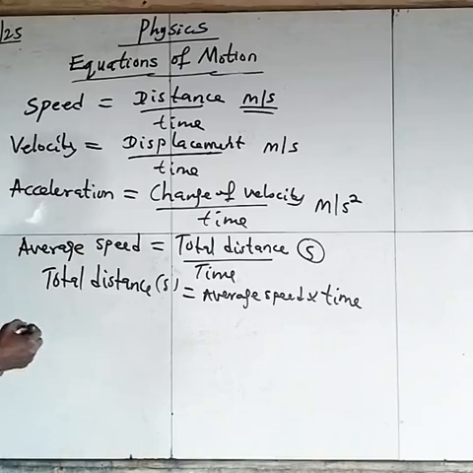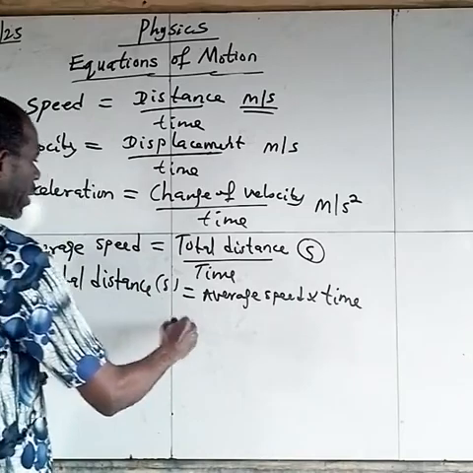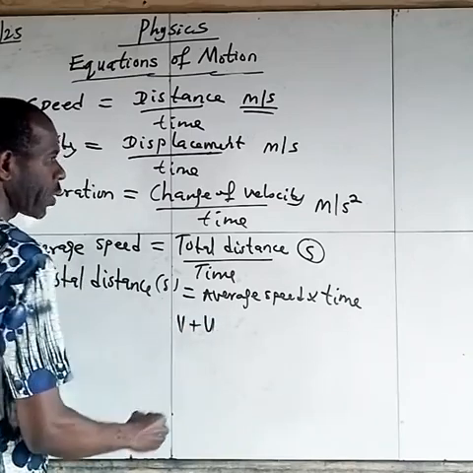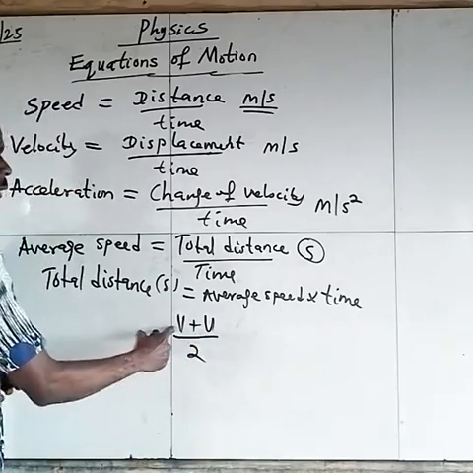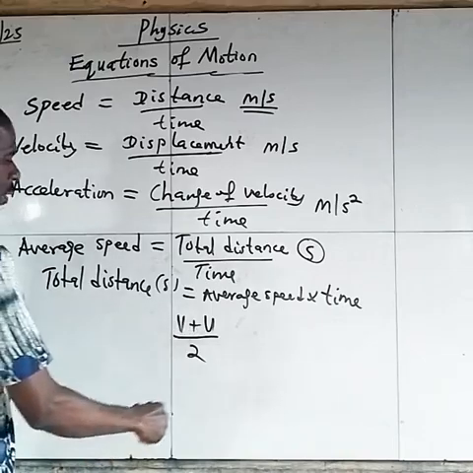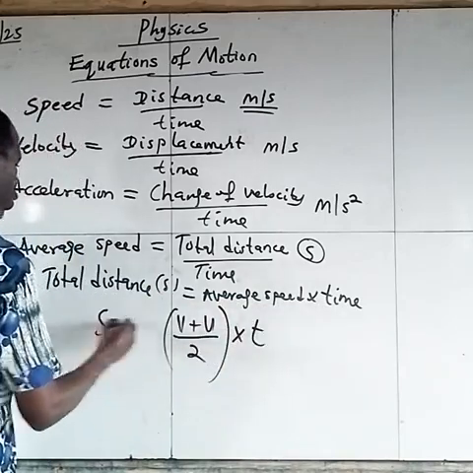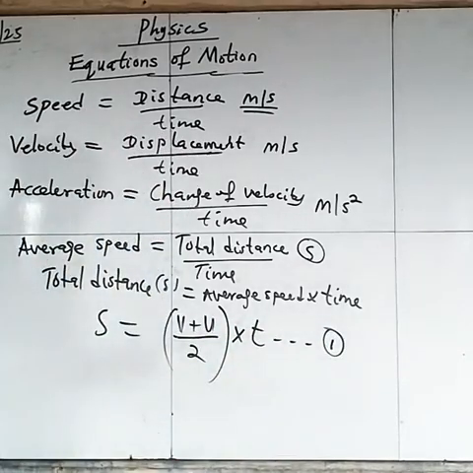Now, of course, in mathematics, when we talk about average, it means we add up everything and divide by the number of what? Outcomes. So what you have now becomes, if the object has initial velocity u, plus final velocity v, the average will be final velocity plus initial velocity, divided by 2, multiplied by time t. So that is your total distance. This one here is the first equation. This is your equation 1.